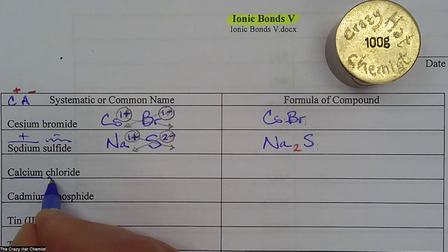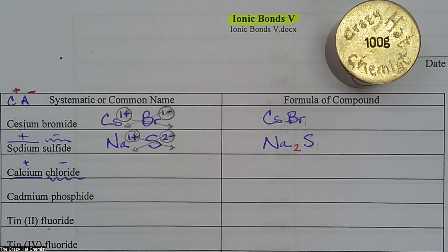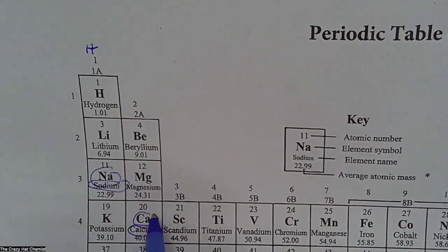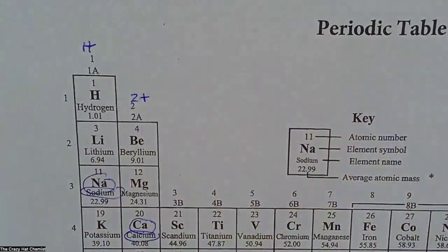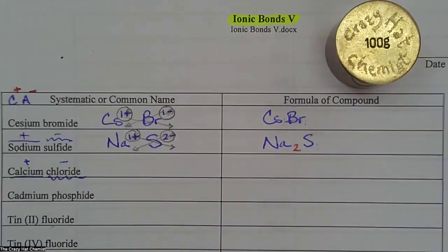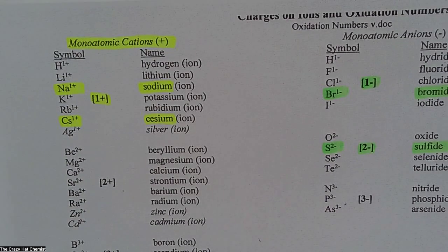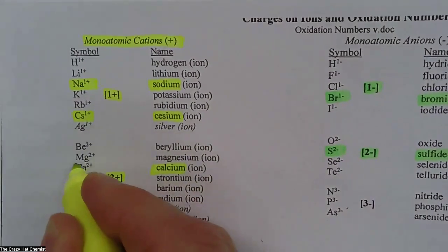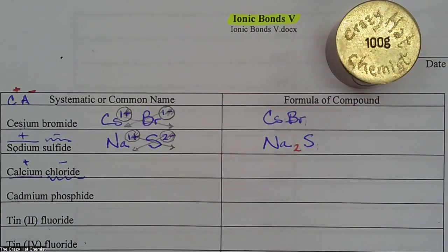Calcium and chloride. Calcium must be the cation, chloride must be the anion. So I'm going to find calcium on my periodic table. And here it is. There's calcium. That's a capital C, lowercase a. That is in the 2+ category, or group 2. Alternatively, we can look at our anions. And it is a monoatomic cation. It's in the 2+ category. It's a Ca with a 2+. All right, so either one of those will work for you.